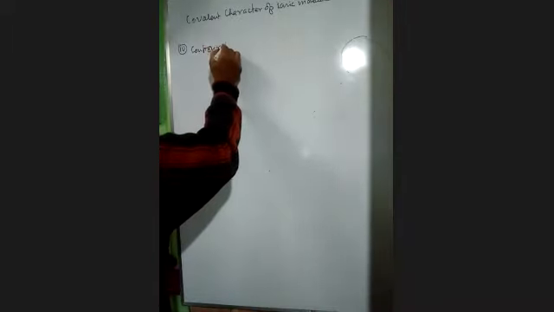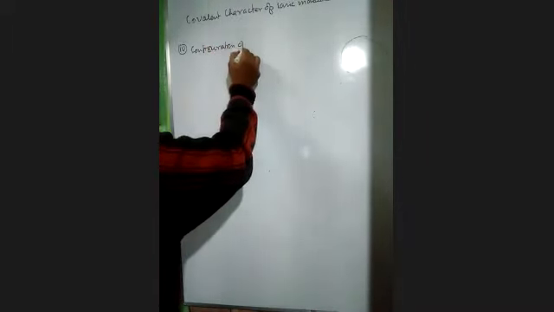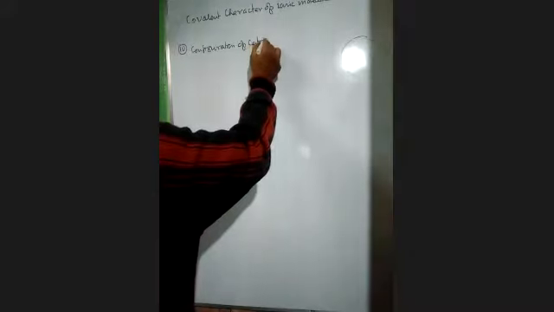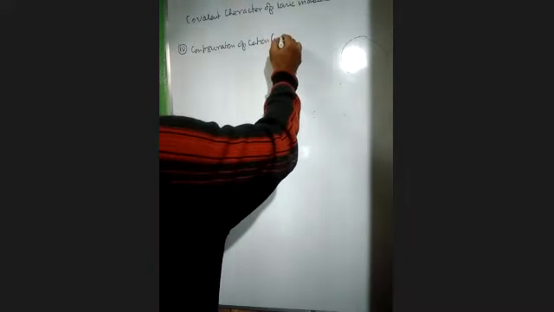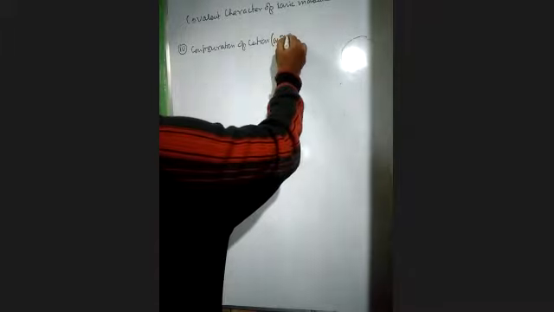4 is configuration of cation. Configuration of cation. Okay, we'll write here, or pseudo.